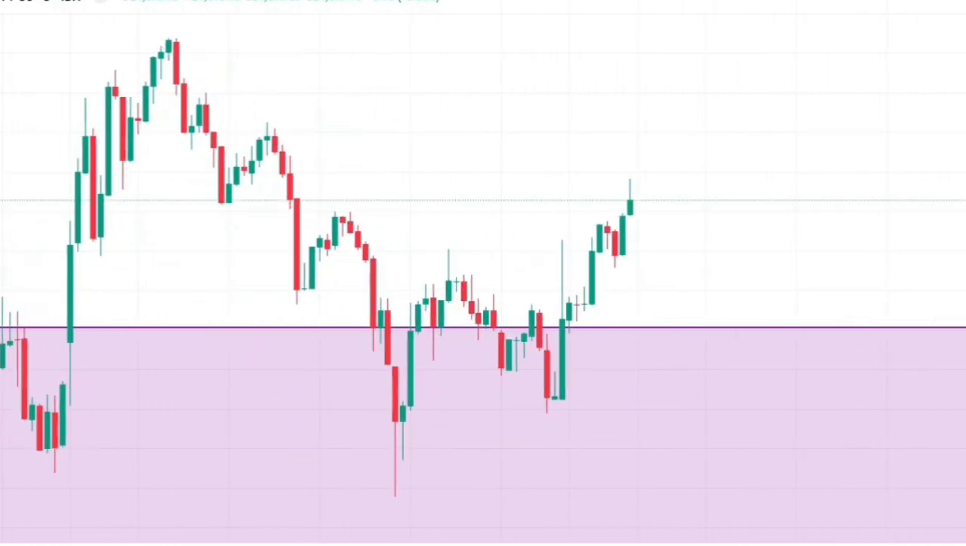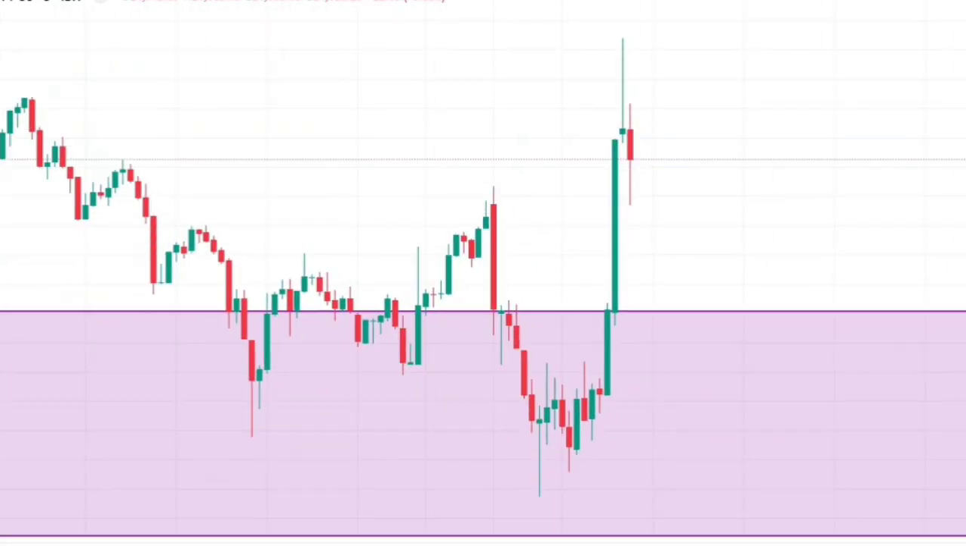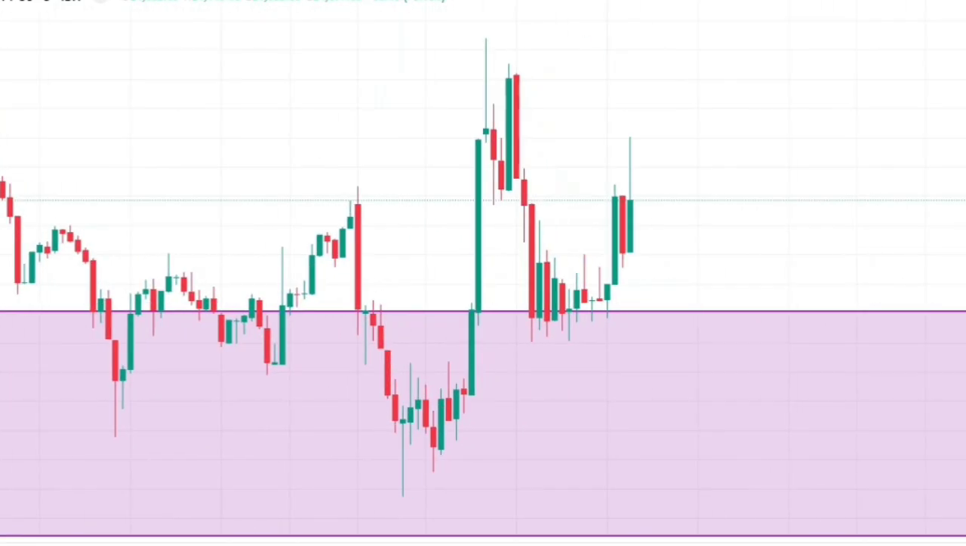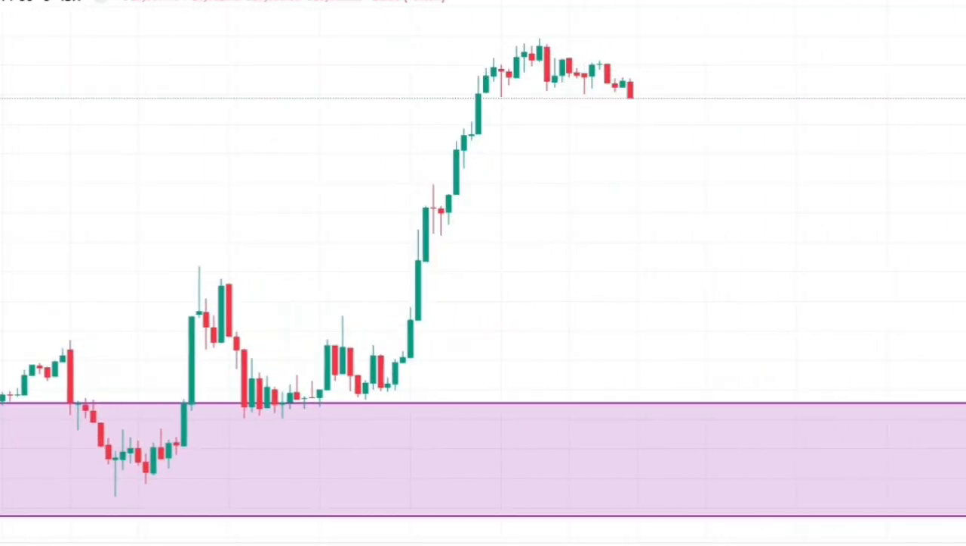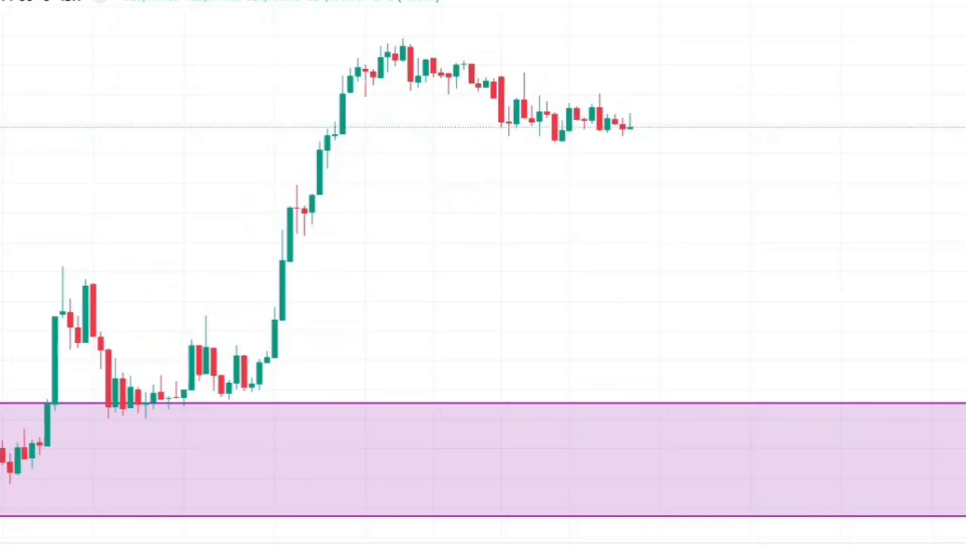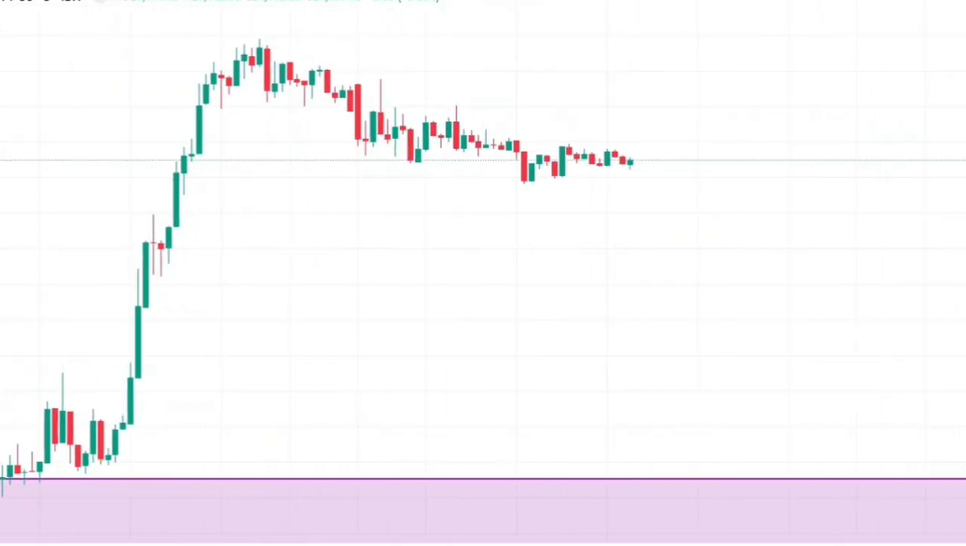Price is approaching it. Do you just hit buy or sell as soon as price touches it? Absolutely not. That's how you get stopped out. We need confirmation. We need an entry signal. I use 3 specific entry models.